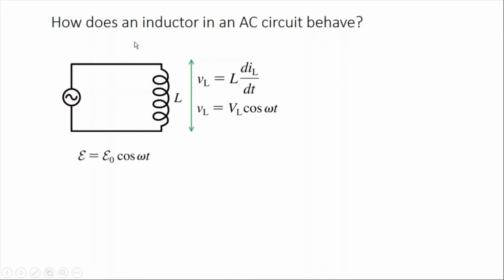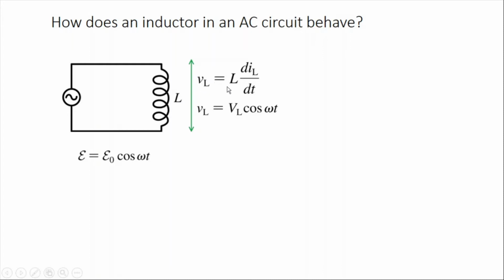So how does an inductor behave when it is connected to an alternating current source? As always, the source is alternating. This is the voltage of the source changing with time. It's a cosine function. When the source is connected to the inductor, the current is going to oscillate in the circuit back and forth, and there is going to be a voltage drop across the inductor, which is also going to change. The change of the voltage across the inductor completely depends on the change of the current in the inductor.